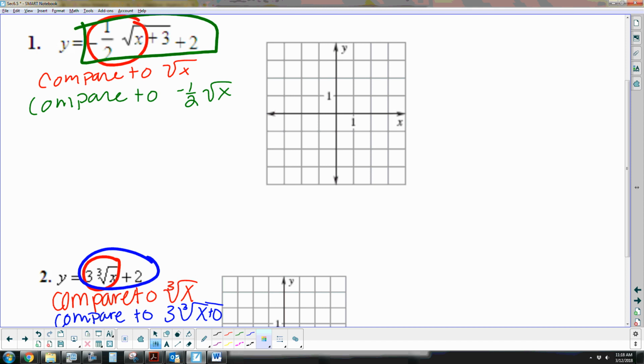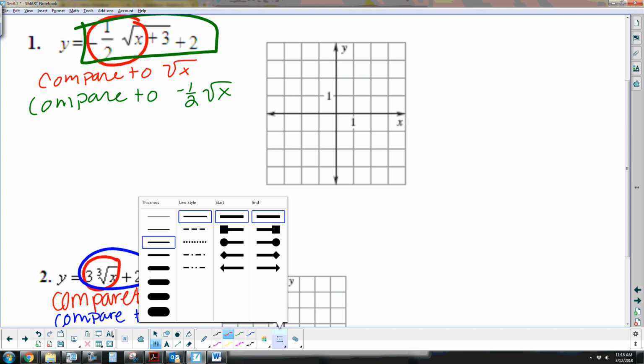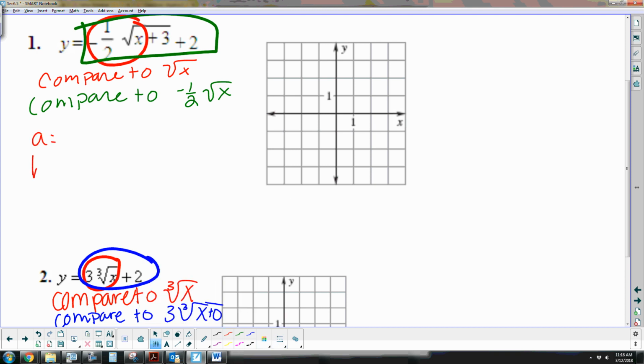So identify your A, identify your H, and identify your K for both of these functions. So please pause the video while you work, and you can unpause for the solution.